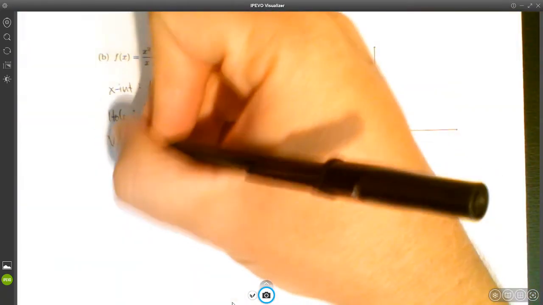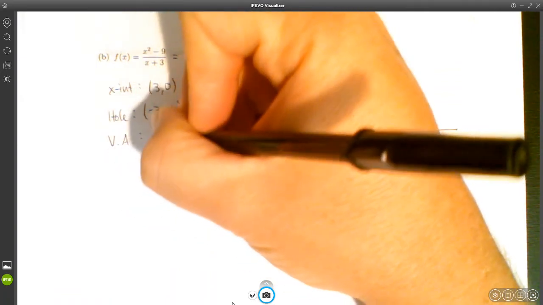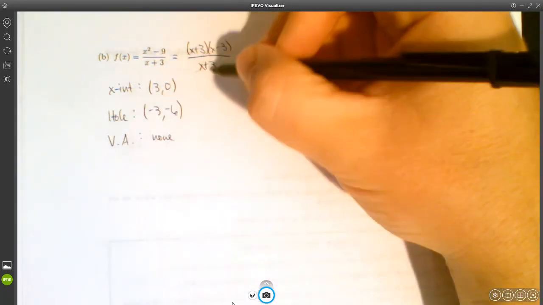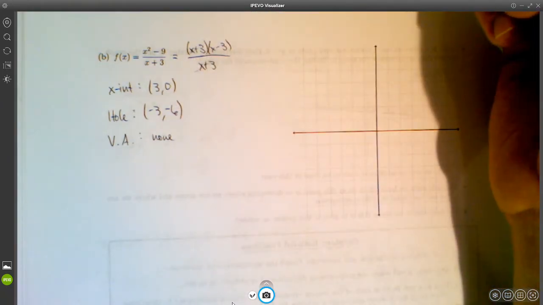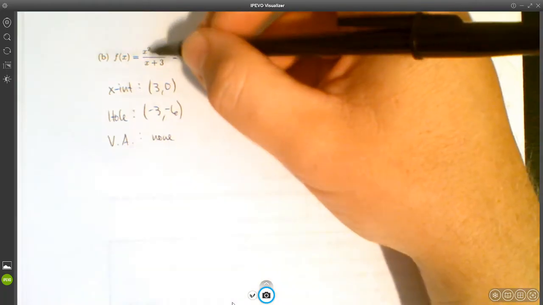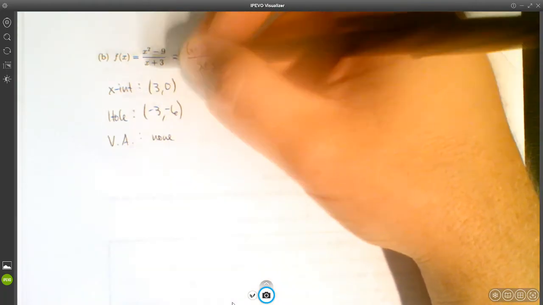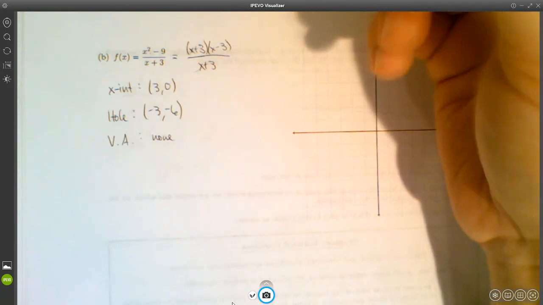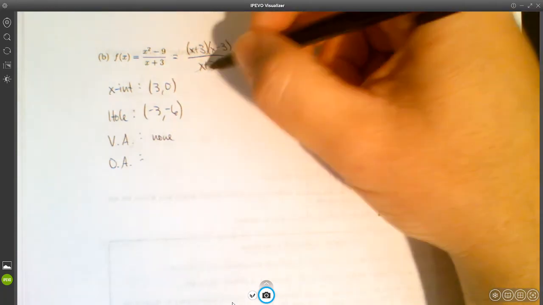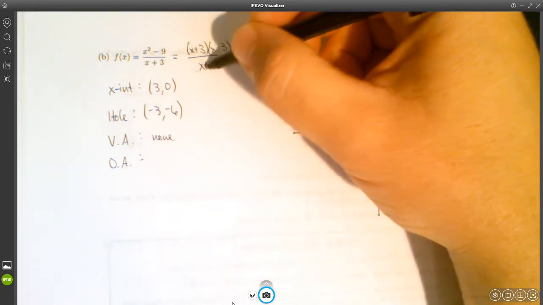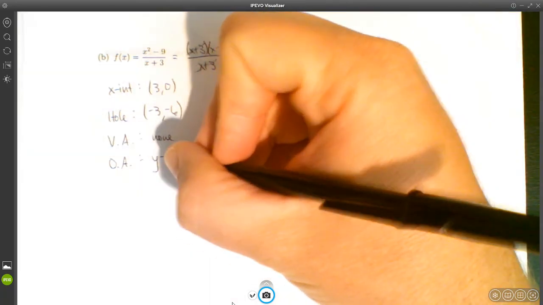I don't have any vertical asymptotes, right? The only zero from my denominator was actually a hole. So I don't have any vertical asymptotes. I don't have a horizontal asymptote because the degree of the numerator is greater than the degree of the denominator. But that does tell me that I've got an oblique asymptote. And in this case, I've already kind of done the division, because if we divide x squared minus 9 by x plus 3, well, the x plus 3's cancel. You're left with x minus 3. So the oblique asymptote is y equals x minus 3.